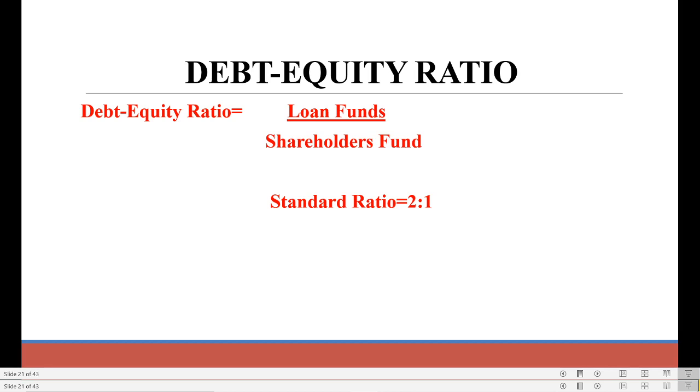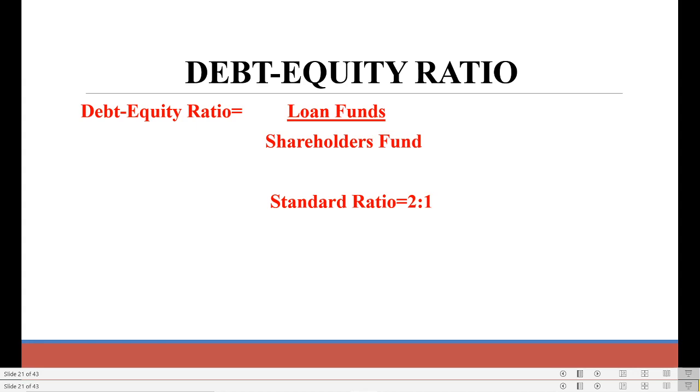So first ratio is debt equity ratio. As I said, debt and equity are broader terms, so we will see what they include and what is the formula for that. Ideally the formula is debt upon equity. But if you consider only debt as debt and equity as equity capital, it will go wrong. That's why the actual formula is loan funds upon shareholders fund.